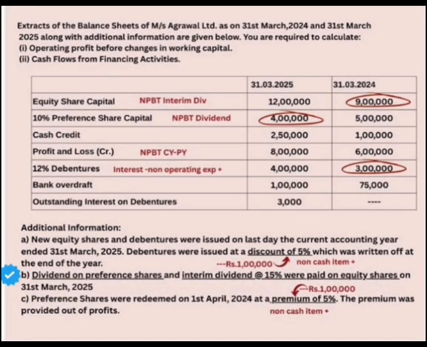Next is dividend, which is given on preference shares, point B. Here the preference shares were redeemed on 1st of April 2024, that is in the beginning of the year. So 1 lakh we have redeemed in the beginning of the year. Dividend will be given on 4 lakh rupees, the remaining amount.